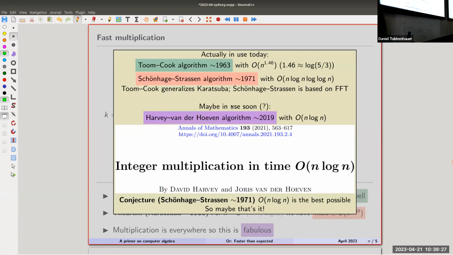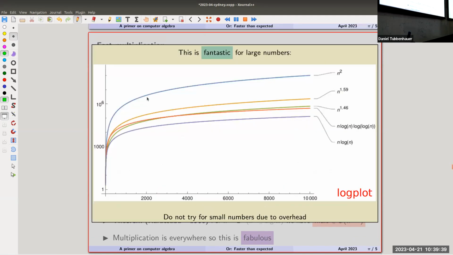So log 5 over 3, and then there's this log n, which is essentially a constant, and the final one here appeared 4 years ago or something. And log n is equal to n. Yeah, exactly.